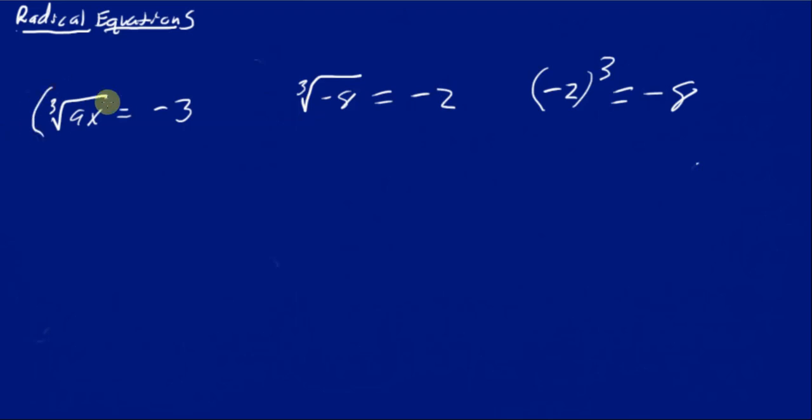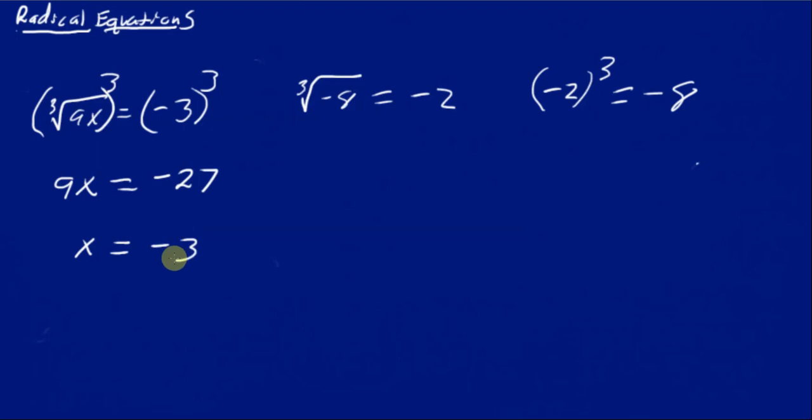Isolate the radical. Well, it is. I'm going to raise it to the proper power. So I'm going to cube both sides. So cubing a cube root undoes it, so I get 9x. Now remember, negative 3 cubed, that's going to be a negative 27. Divide both sides by 9. X is equal to negative 3.